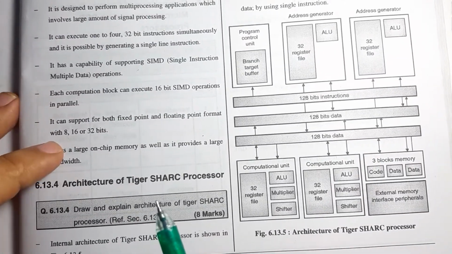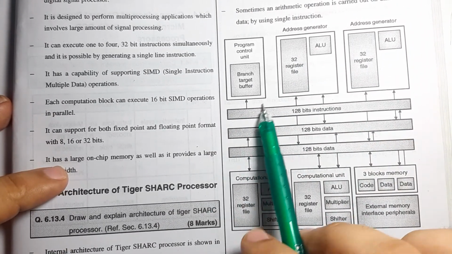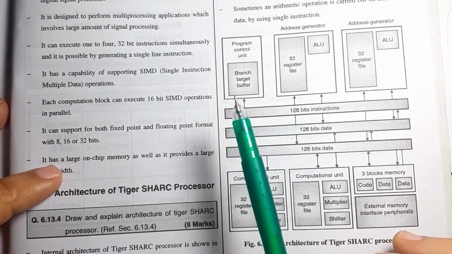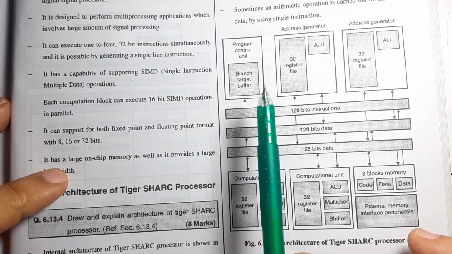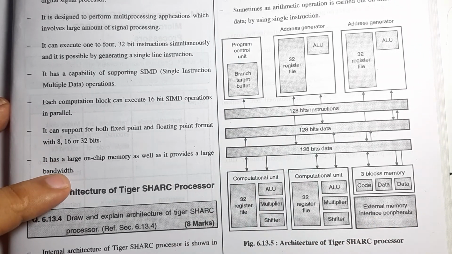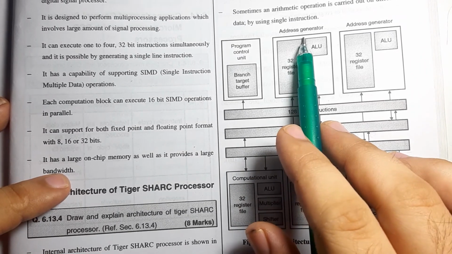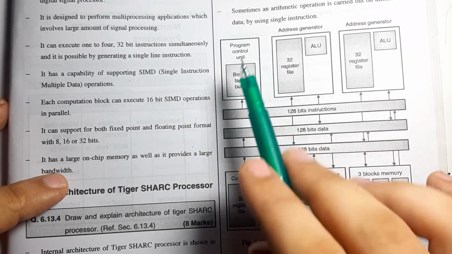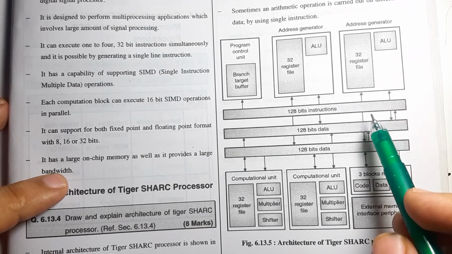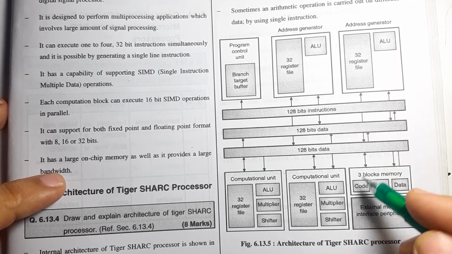If you look carefully over here, the architecture is mentioned. The internal architecture of the Tiger Shark processor is shown in the figure. The major blocks are, first of all, the computational units. Then we have address generators, then a program control unit, and then we have a DMA controller, which is mentioned over here.